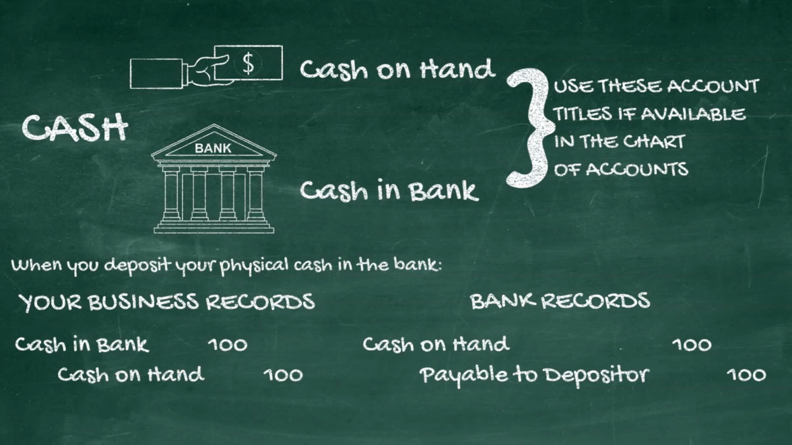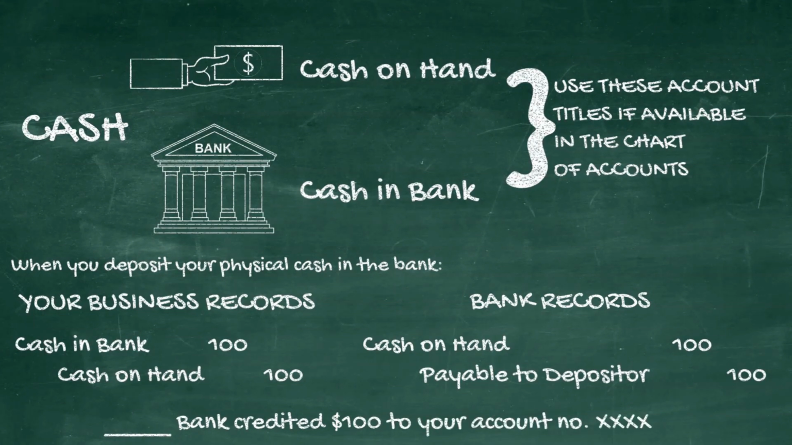Since the depositor has the rights to the cash physically being held by the bank, this explains the message that you receive from the bank: Blah blah blah, bank credited $100 to your account number blah blah blah blah.